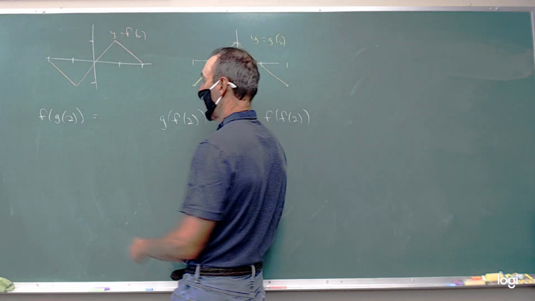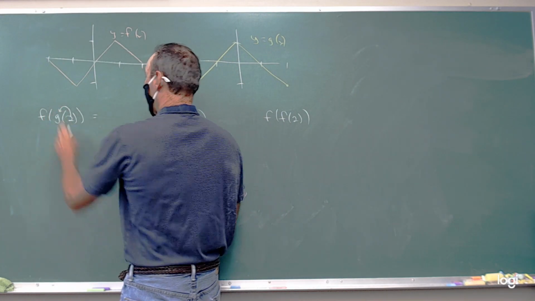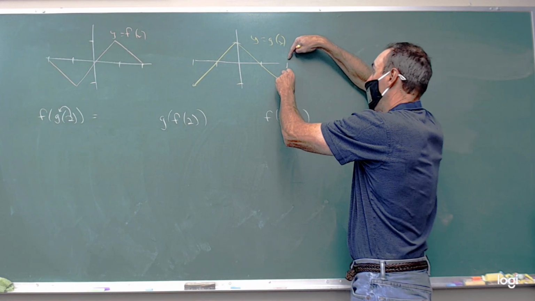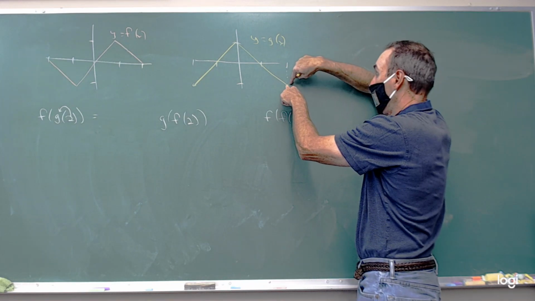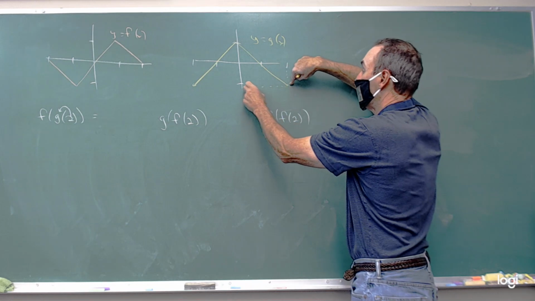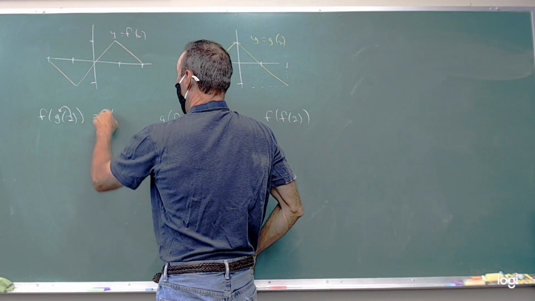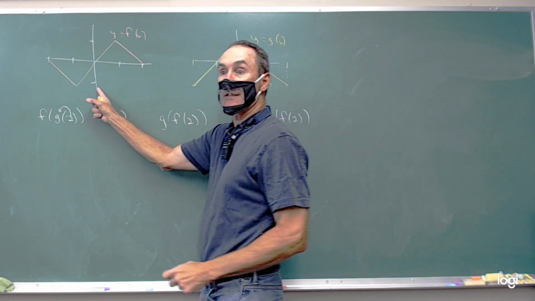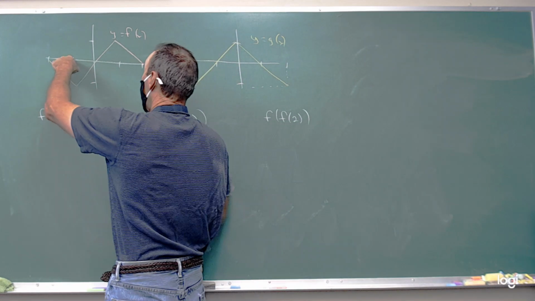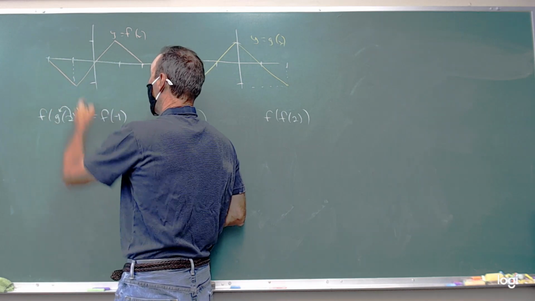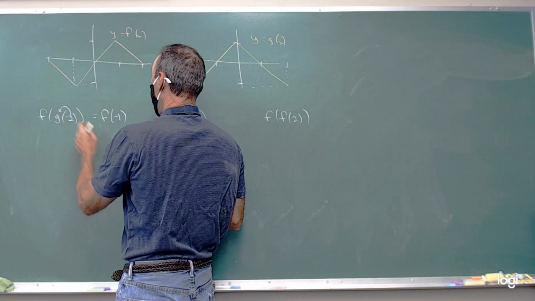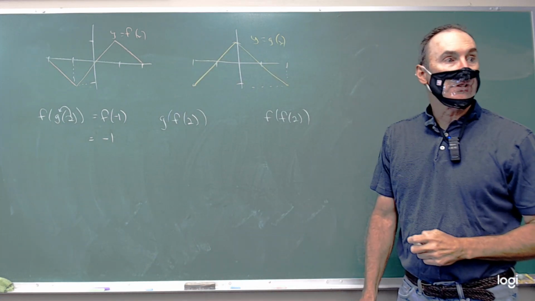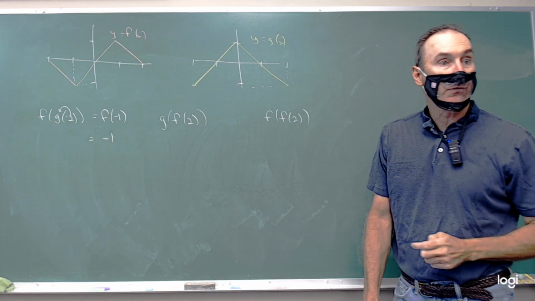So I'm going to work my way through. The 2 is going to go into g. So we go to x equals 2, you run down to the function to this point, and g of 2 is the y value. So that is going to be -1. And we take -1 as the x value to the function f, go to the curve and read its y value, and that is going to be -1. So we say f of g of 2 is -1.